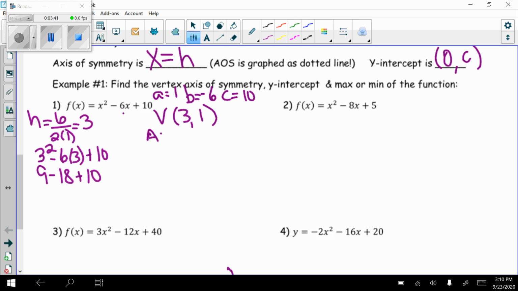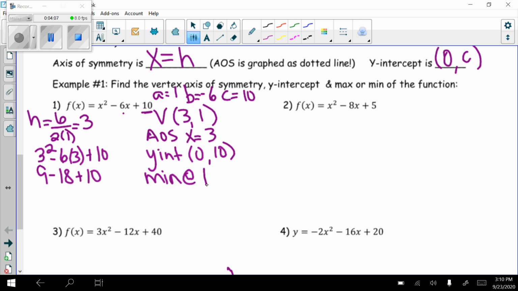Our axis of symmetry, AOS, is x equals 3. It's the x value of the vertex. The y-intercept is 0, the c from our original function, that 10. And this graph opens up because it's a positive x squared, so we have a minimum at the y value of our vertex, which is 1.